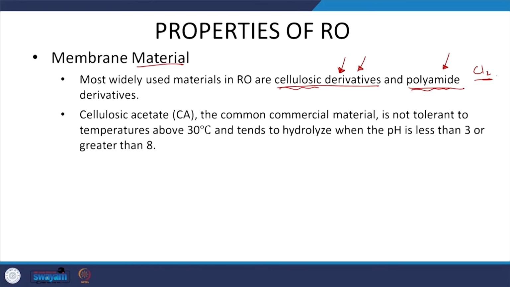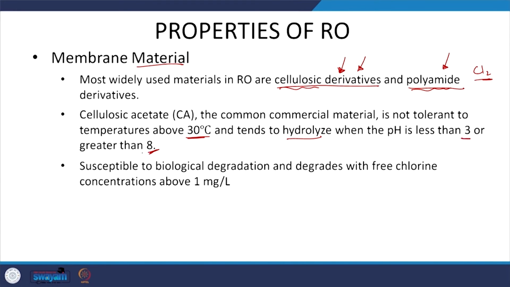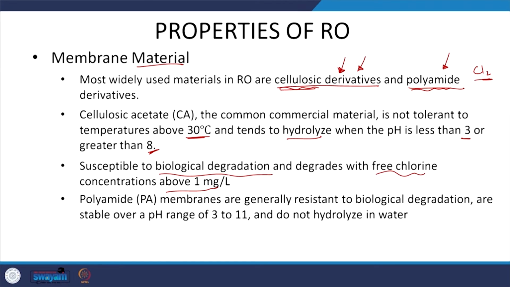So, cellulose acetate is very common, but the issue is that it is not tolerant to temperatures above 30 degrees centigrade, and it can hydrolyze depending upon extreme pH. Because it is cellulosic material, it is also susceptible to biological degradation and to free chlorine too. That is one aspect to keep in mind. Polyamide is generally resistant to biological degradation, works over a wider range of pH and does not hydrolyze in water, but again is very susceptible to chlorine attack.